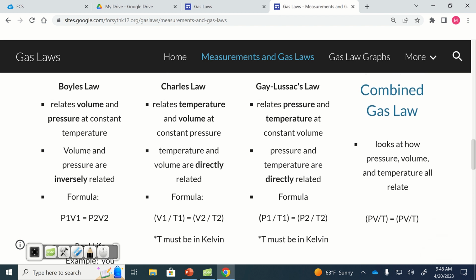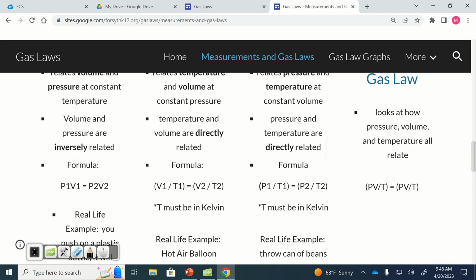So the combined gas law is exactly as it sounds. It is combining Boyle's, Charles's, and Gay-Lussac's laws all together, and our formula is P1V1 over T1 equals P2V2 over T2. All right, so that one's pretty straightforward.